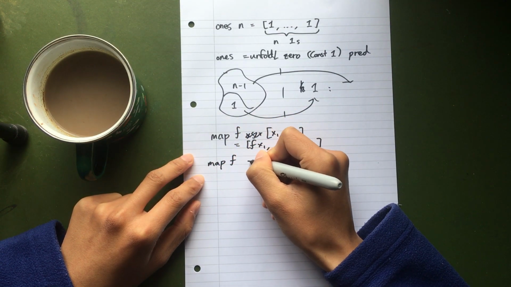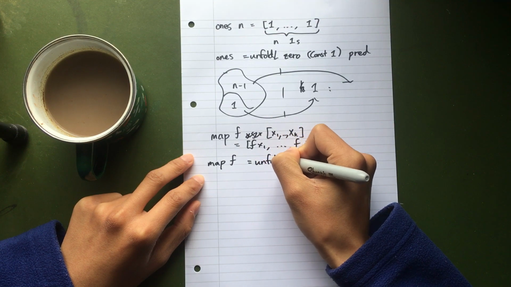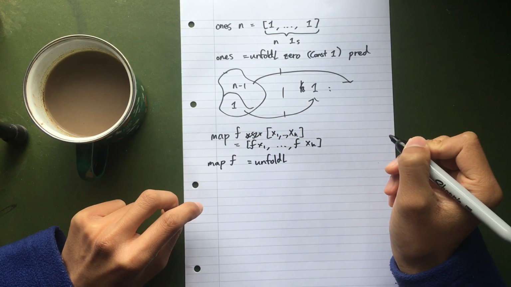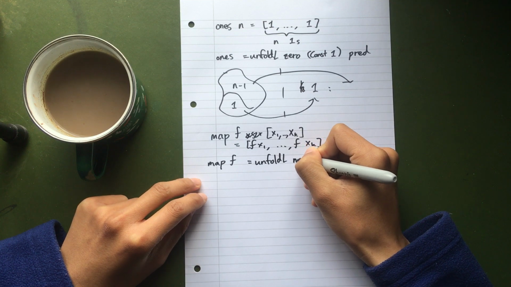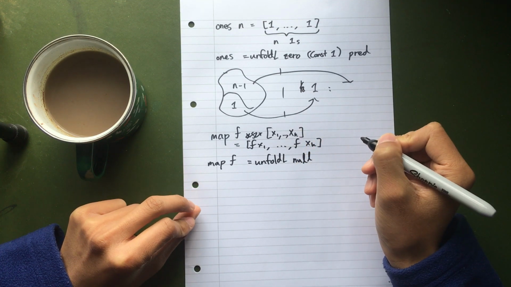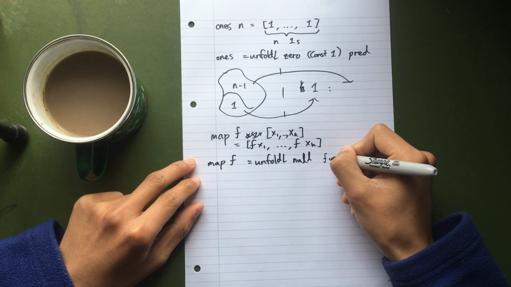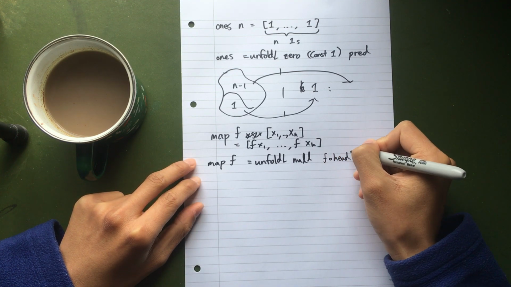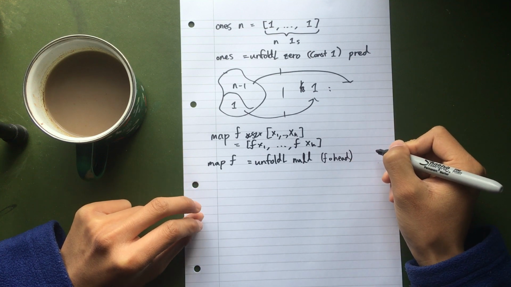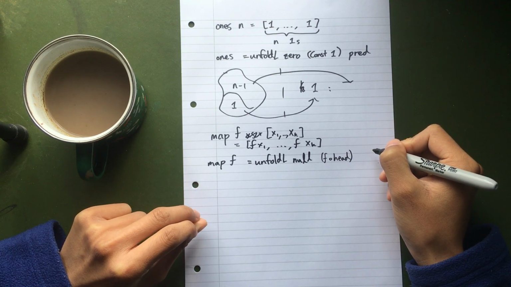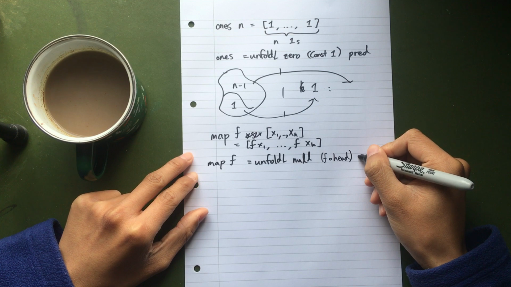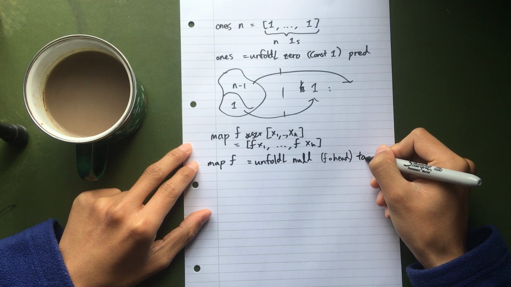So mapf is going to be unfold L of, okay, we're going to interpret the input as an empty list when we have an empty list. The head of our list is going to be applying f to the head of our input. And the tail of our list is just going to be the tail of the input.